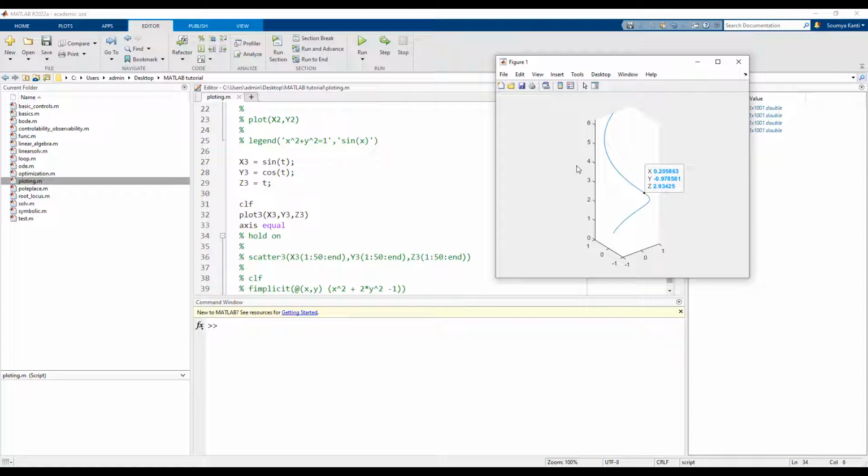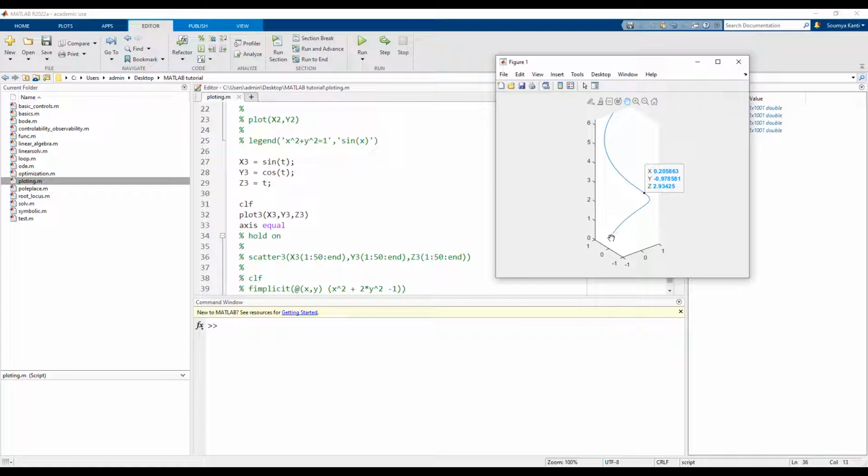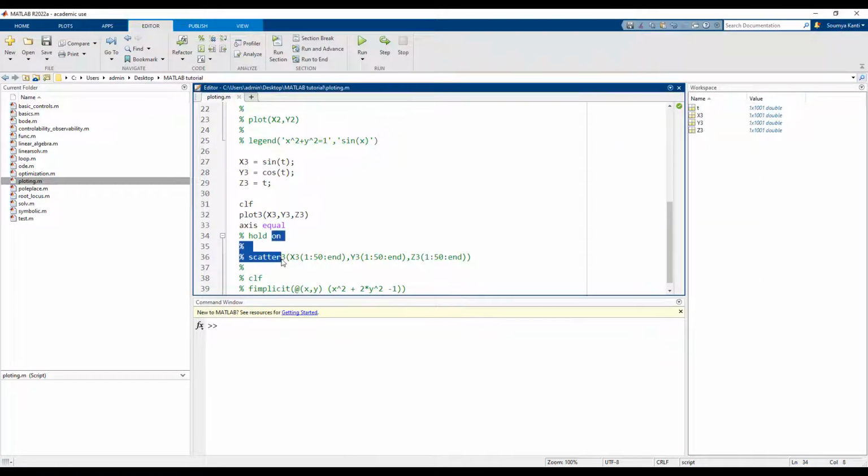Suppose now I want to highlight every 50th point on this particular helix. But I want to just plot the points, I don't want a straight line. Plot takes each of the points and joins them by straight lines. Suppose I don't want to join them, I just want to highlight every 50th point. Then I'll use a scatter plot, so this is scatter3.